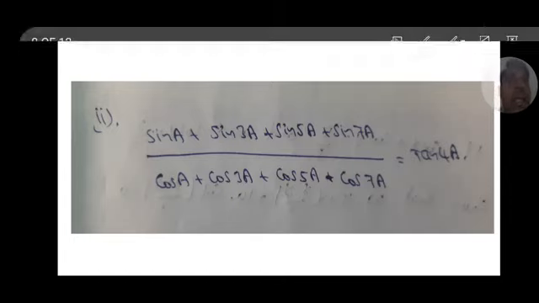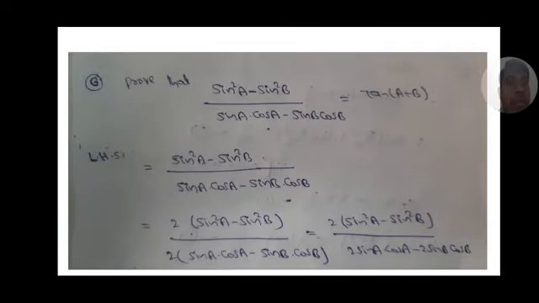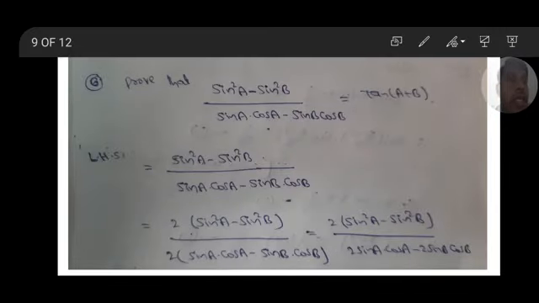Okay. Next problem, prove that (sin square a minus sin square b) by (sin a into cos a minus sin b into cos b) equal to tan of (a plus b). You have to prove sin square a minus sin square b by sin a into cos a minus sin b into cos b equal to tan of (a plus b).